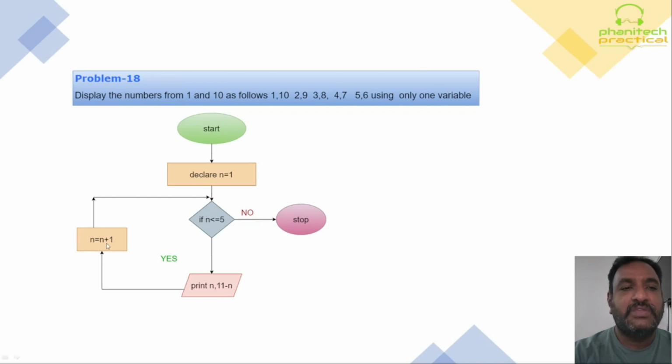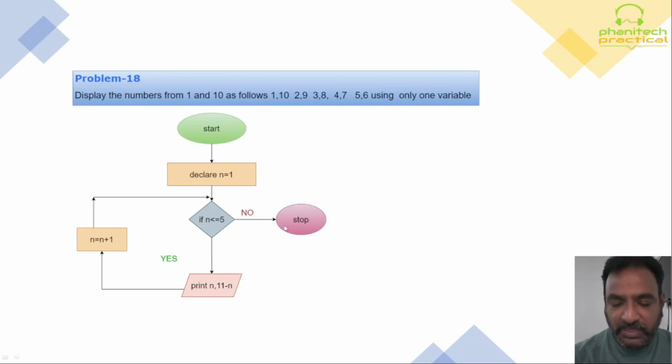And 3 plus 1 is 4. 4 is less than or equal to 5, so 4 is displayed. 11 minus 4 is 7, so 4, 7 is displayed. And 4 plus 1 becomes 5. 5 is less than or equal to 5, and 5 is displayed. 11 minus 5 is 6. 5 plus 1 becomes 6. 6 is less than or equal to 5? The primary condition fails, so it will stop.